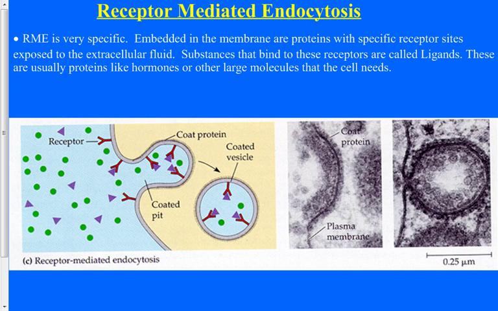And for receptor-mediated, you can actually see the antennas here. You can see the little receptor molecules right here, and they've got the stuff on them. You can see it here inside of the vesicle. Here's the vesicle being pinched off from the membrane inside.